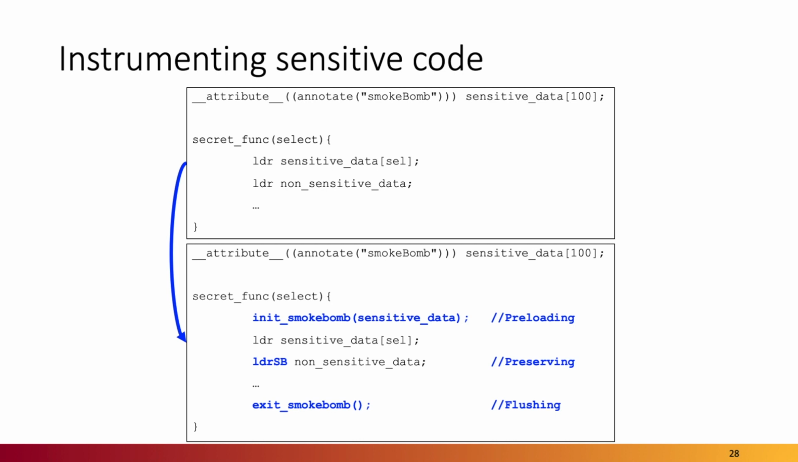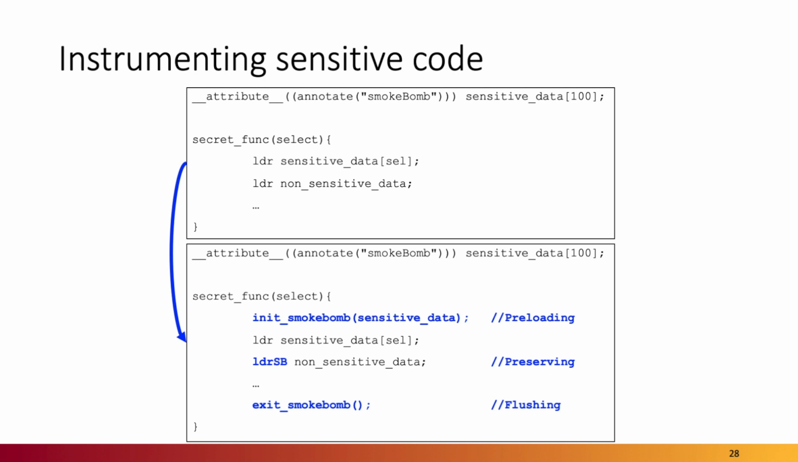Next, we need to preserve the sensitive data while executing the sensitive code. However, most ARM processors do not have cache locking instructions. We utilize the undefined instruction exception handler to implement our own cache locking instructions that are software emulated by the handler.